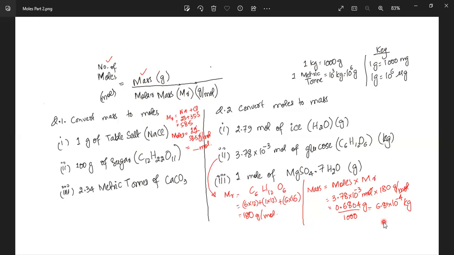If we need any conversions, for example, in step two, question two, part two, the examiner is asking for the mass, not in grams, but in kilograms. So first we need to calculate it in grams, and then we need to convert it into simply kilograms. So I hope this is as far as we've come on this chapter. Let's start with a new formula today.